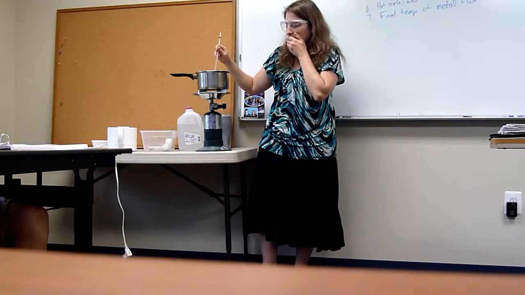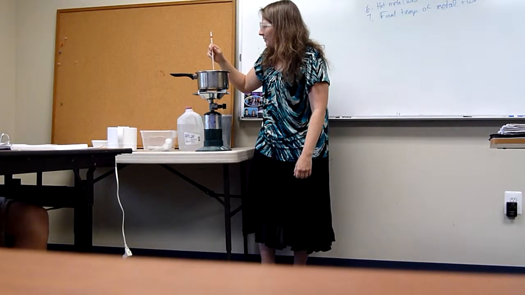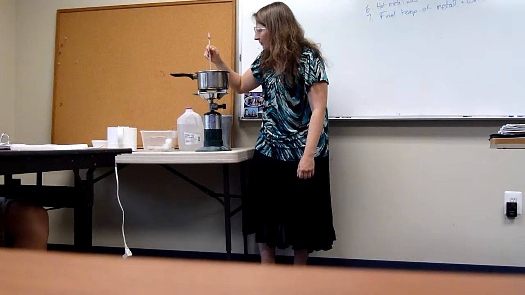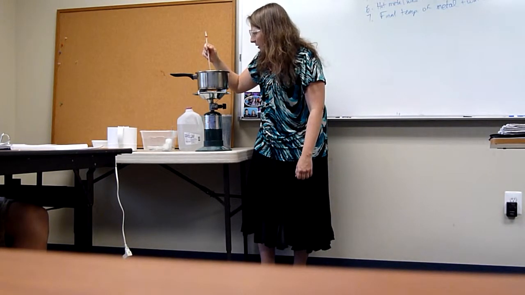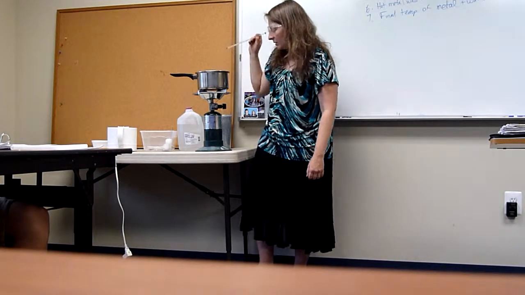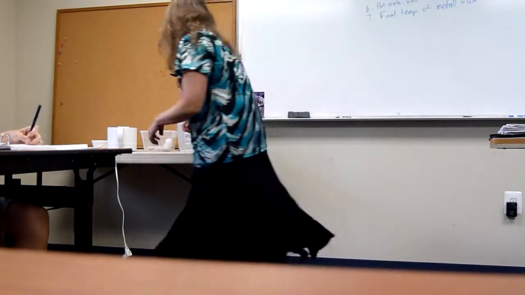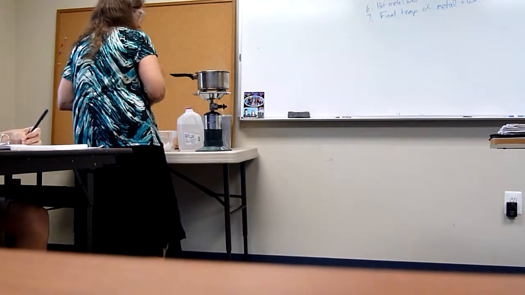Ooh. Not an unknown metal anyway. I thought it was lead. It's a lead fishing weight, so. I thought it was lead. Okay, we are right at 97 Celsius and we're stopped. So, our metal's at 97 Celsius. That's our initial temperature for the metal.